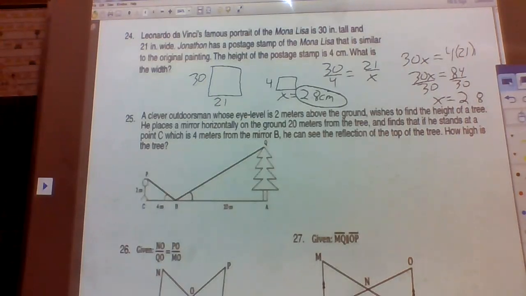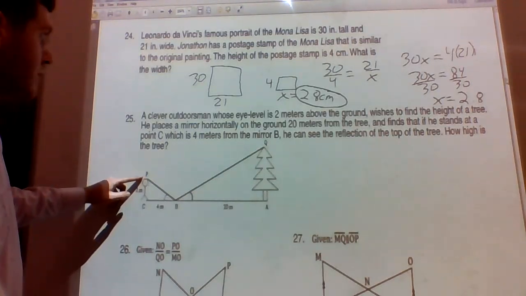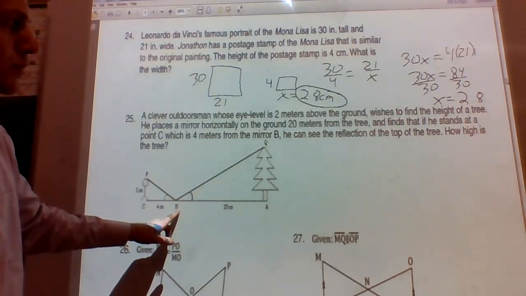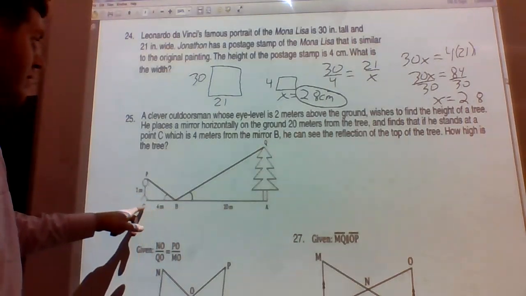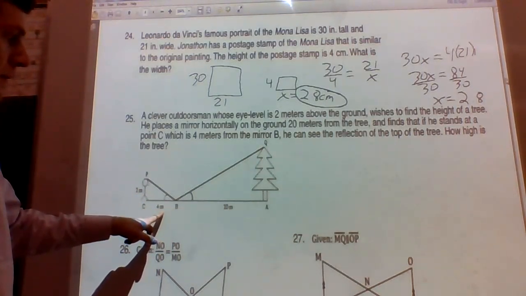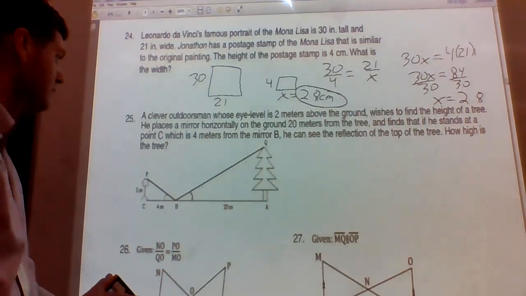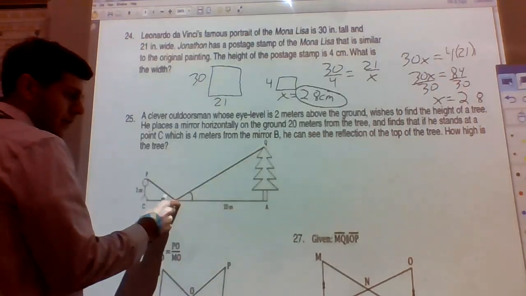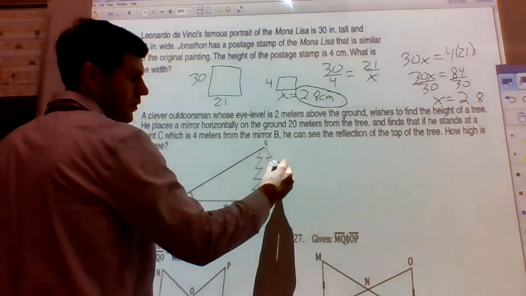Okay. The clever outdoorsman whose eye level is 2 meters above the ground wishes to find the height of a tree. He places a mirror horizontally on the ground 20 meters away from the tree, and finds that if he stands at point C, which is 4 meters from the mirror, which is point B, he can see the reflection of the top of the tree. How high is the tree? So he's 2 meters tall. He's 4 meters away from the mirror, and the tree is 20 meters from the mirror. Okay, and the height of the tree is what we're looking for.